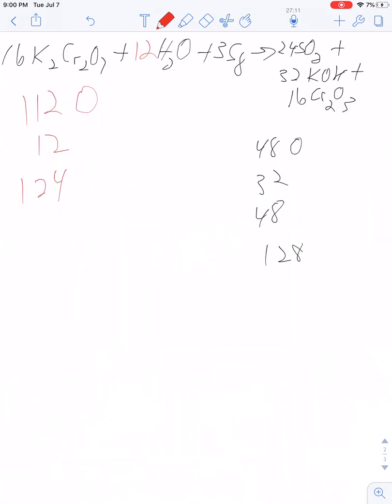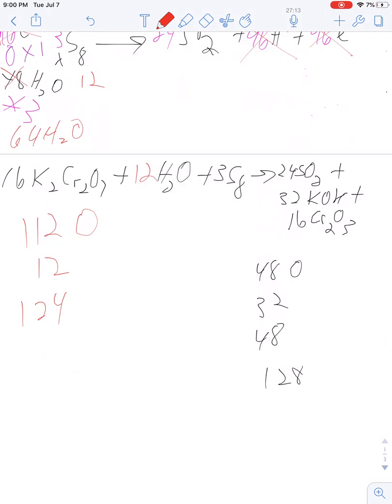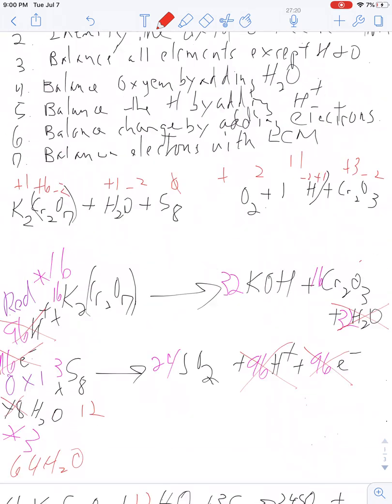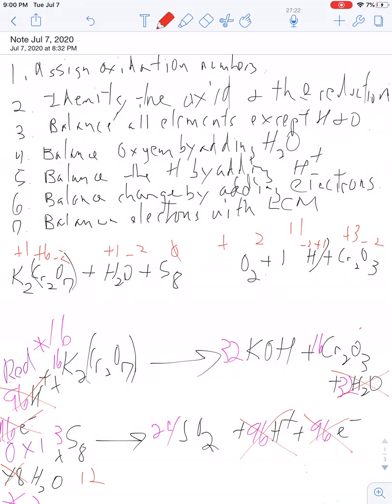32 goes with the potassium hydroxide. 16 goes with that. And sulfur dioxide.